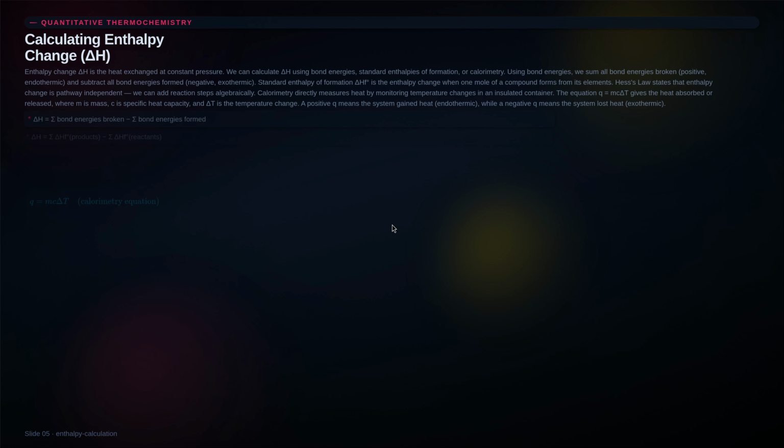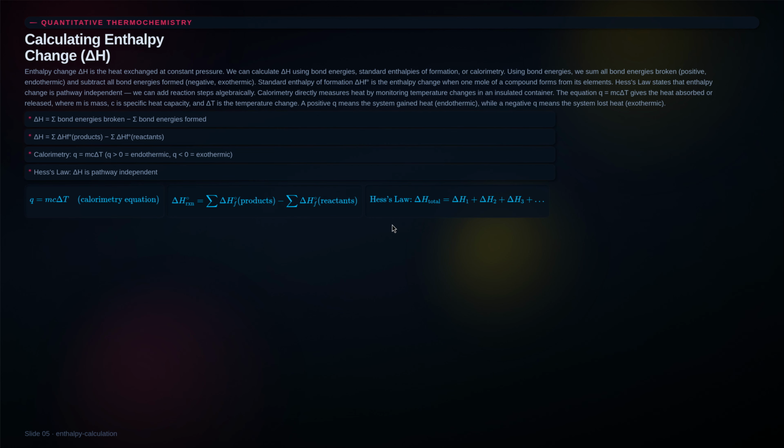Enthalpy change, delta H, is the heat exchanged at constant pressure. We can calculate delta H using bond energies, standard enthalpies of formation, or calorimetry. Using bond energies, we sum all bond energies broken, which is positive and endothermic, and subtract all bond energies formed, which is negative and exothermic.